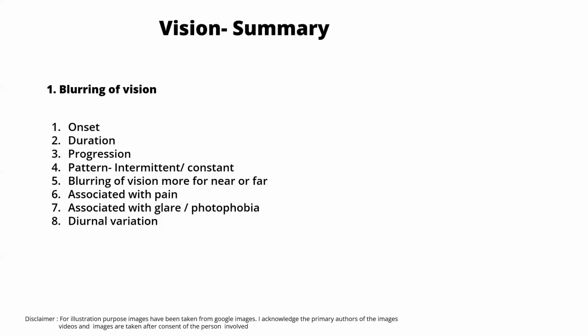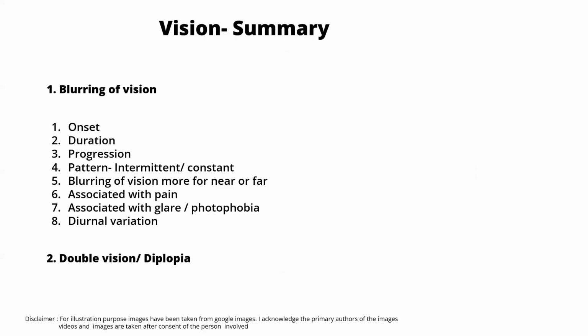So in summary, whenever a patient comes with visual problems, what are the visual problems that they come to you with? Blurring of vision. When the patient comes with blurring of vision, you'll ask about the onset, duration, progression, pattern, intermittent or constant, blurring of vision more for near or far, associated with pain, associated with glare or photophobia, and diurnal variation.